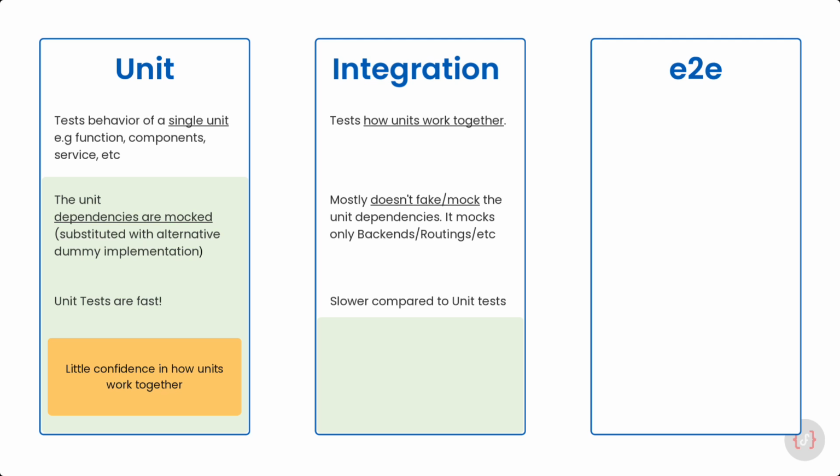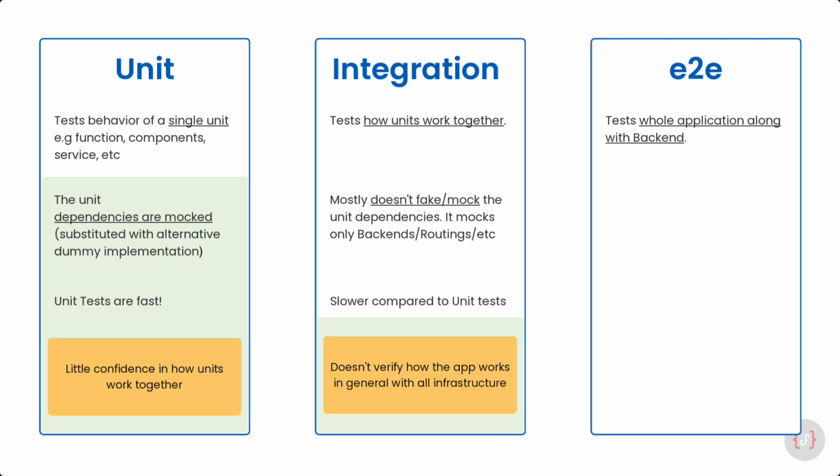Using these two types of tests might give you a relatively high level of confidence, but they do not verify how the system works in general with the backend and other required infrastructure. This is what end-to-end tests care about, which test the whole application. Nothing is faked in these tests. We do real requests to the real backend in the real browser. We render the whole application and so on.